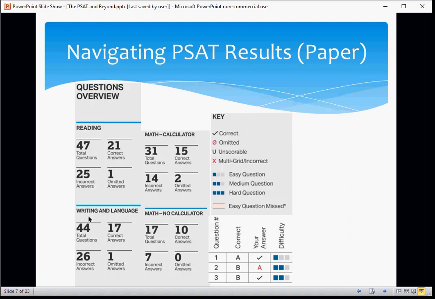And then you can see the same breakdown for the writing and language. In this case, there are 44 total questions. The student got 17 correct, 26 incorrect, and there was 1 that they skipped.